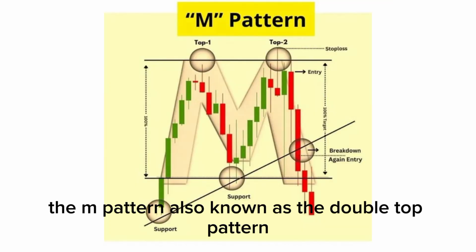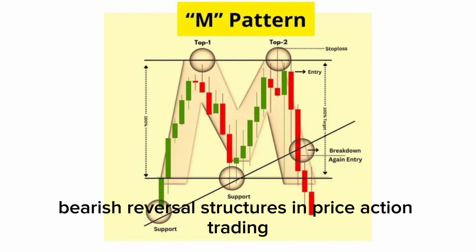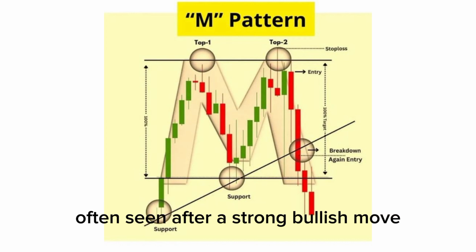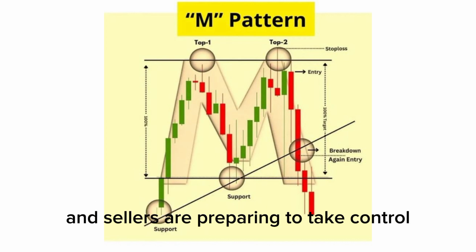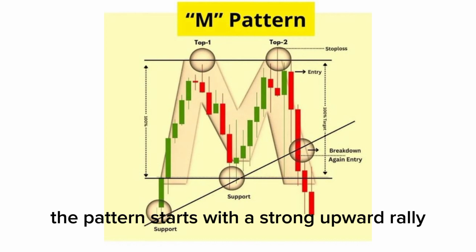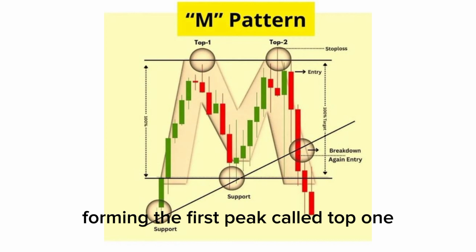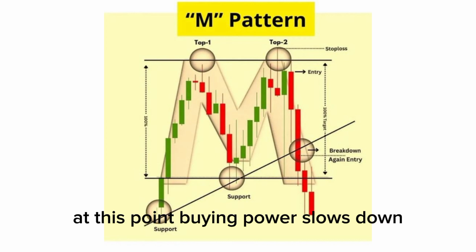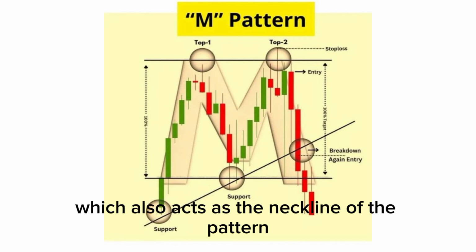The M pattern, also known as the double top pattern, is one of the most reliable bearish reversal structures in price action trading, often seen after a strong bullish move. It signals that the market's upward momentum is weakening and sellers are preparing to take control. The pattern starts with a strong upward rally where price climbs and reaches a key resistance area, forming the first peak called top 1. At this point, buying power slows down, sellers step in, and the market pulls back to a nearby support level, which also acts as the neckline of the pattern.